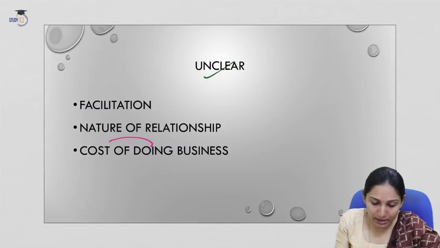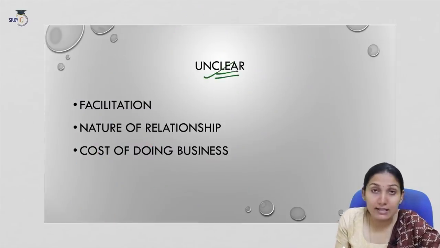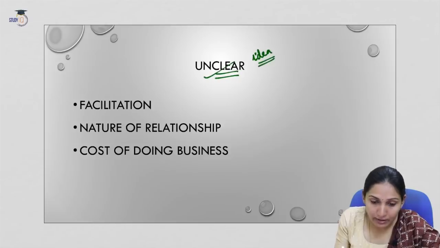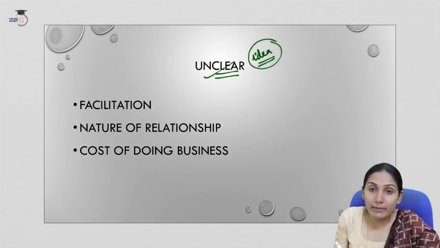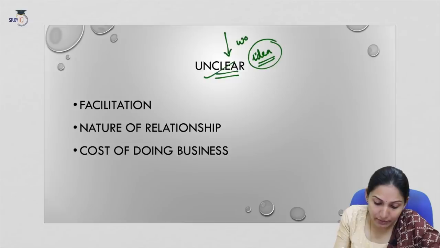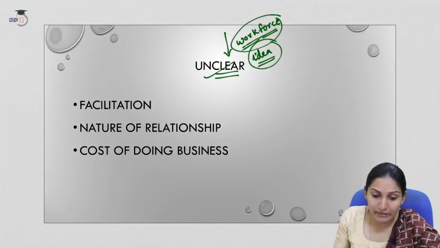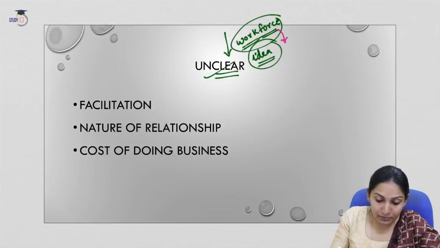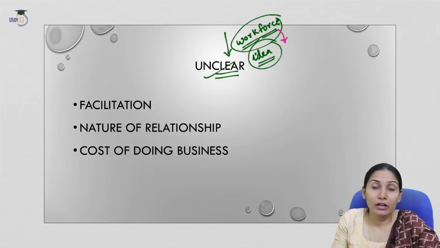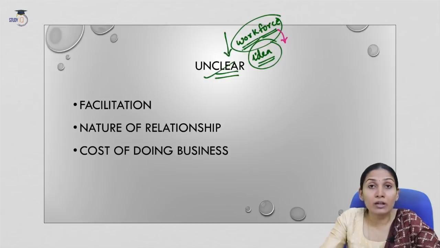Now let us see what is unclear. Firstly, we must understand that the idea of the government is good. This is because the idea is to bring large sections of the workforce under the social security net. Definitely bringing a large number of the workforce under the social security net is a very good idea, because the number of workers or employees who will get social security benefits will increase. Definitely the idea is good, but the government is not clear about certain things. So this makes structural shortcomings in this code.